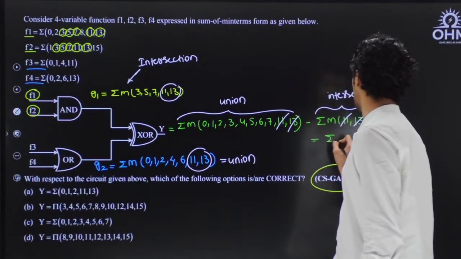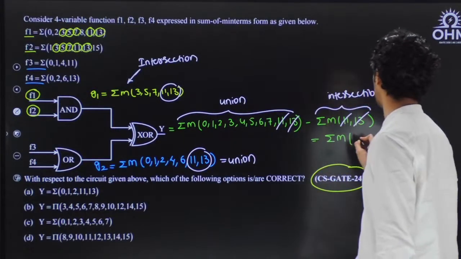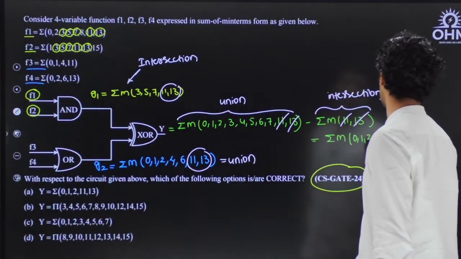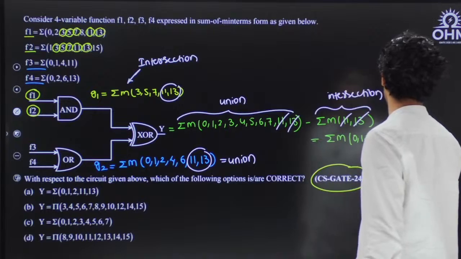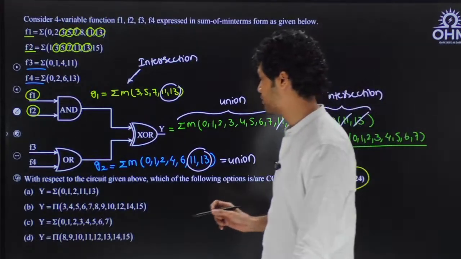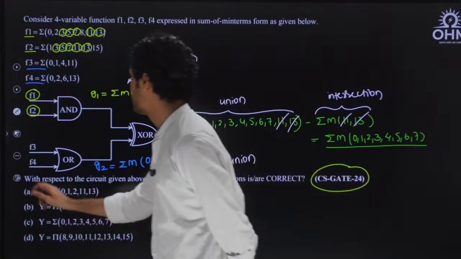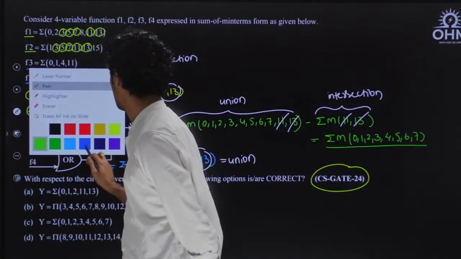Yeah, so we have sigma minterms. What is the list now? 0, 1, 2, 3, 4, 5, 6, 7. All 8 guys. So this is the minterms representation of the function. So if you notice 0, 1, 2, 3, 4, 5, 6, 7, we have options here.